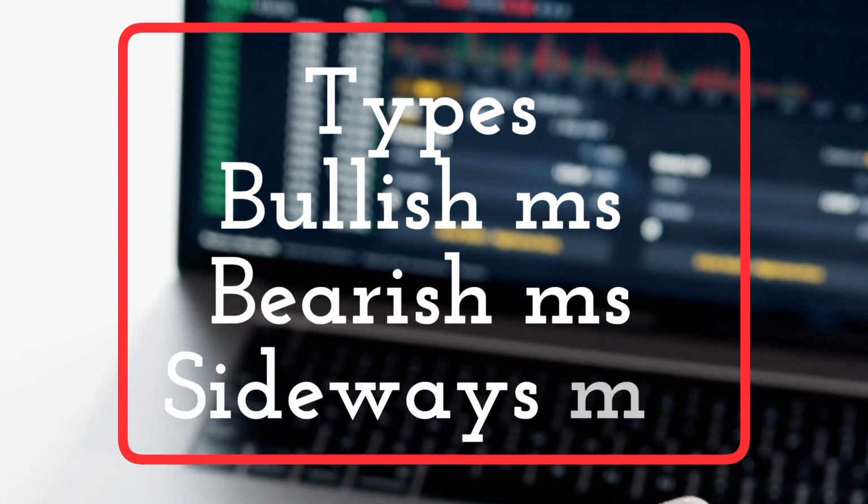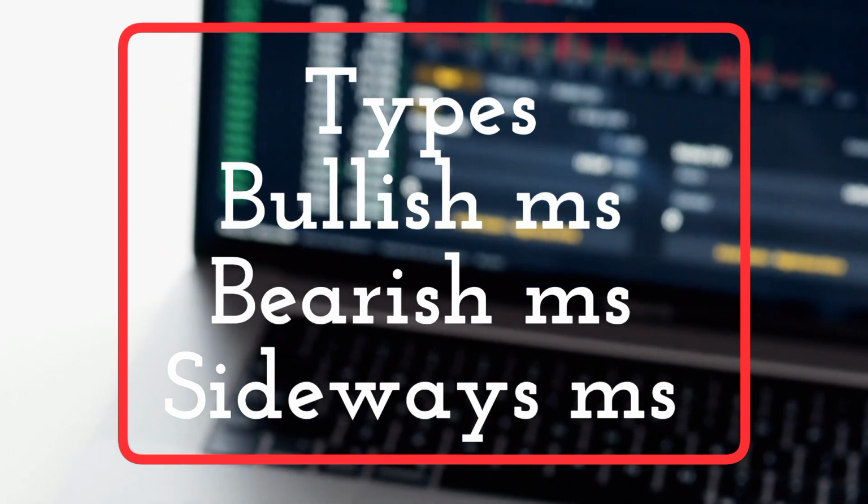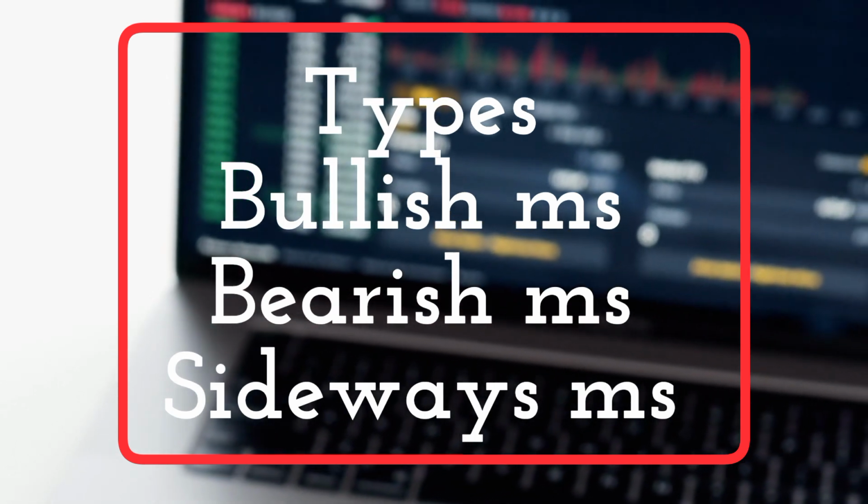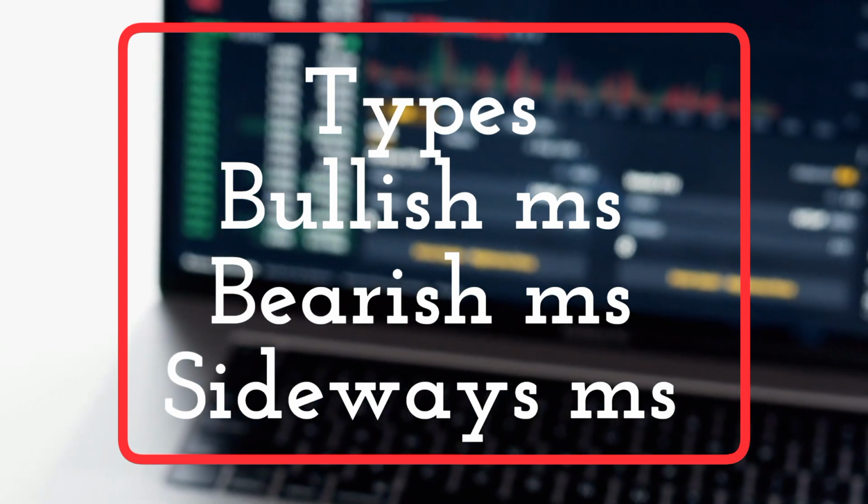So we have different types of market structure. There are three types: we have bullish market structure, bearish market structure, and sideways market structure, right? So here we're gonna first see what a bullish market structure is, right?